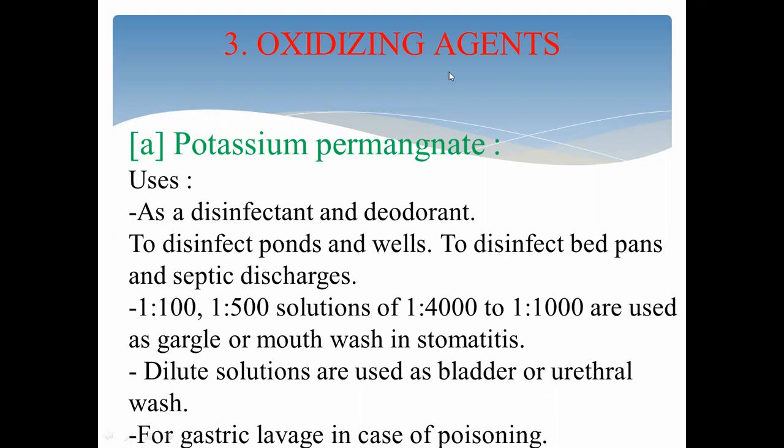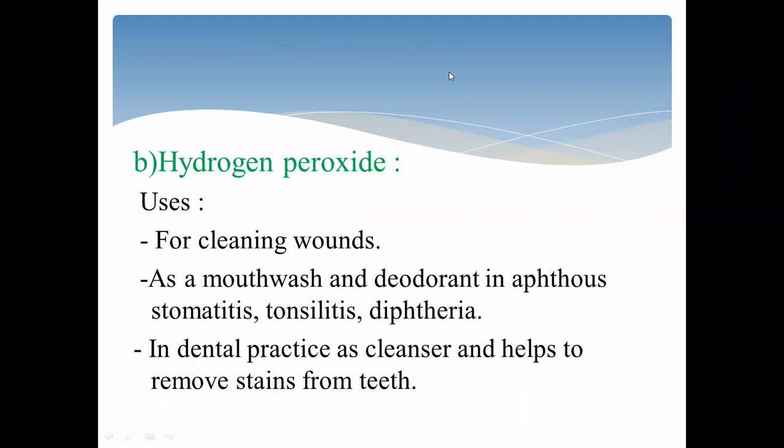The next point is gastric lavage in case of poisoning. You have seen poisoning, salicylate poisoning, atropine poisoning, barbiturate poisoning, organophosphorus poisoning. In these, gastric lavage is to be done. So potassium permanganate is used for gastric lavage in the case of poisoning. Then next, hydrogen peroxide.